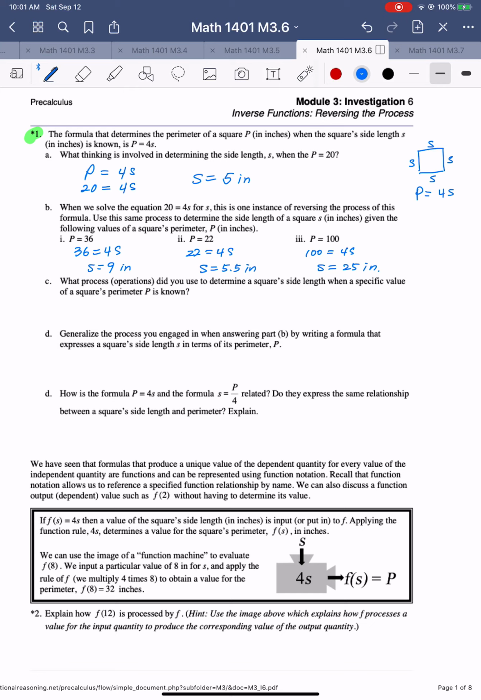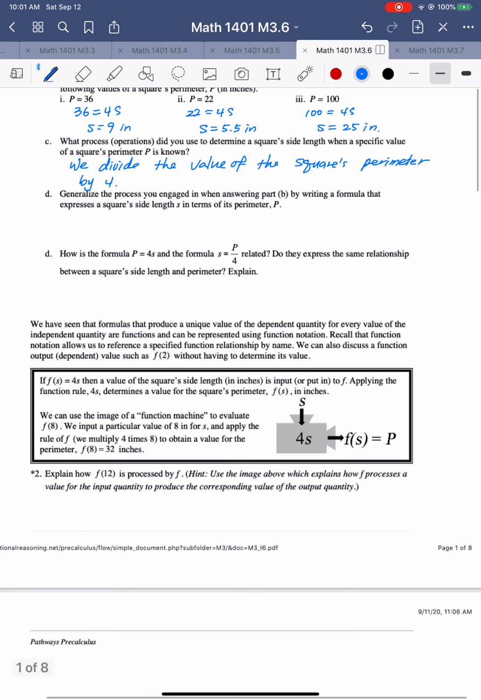So what do I do to determine the side length of the square when a specific value of the square perimeter P is given? Actually, what I did was we divide the value of the square perimeter by 4. We divide by 4, whatever perimeter we are given, right?